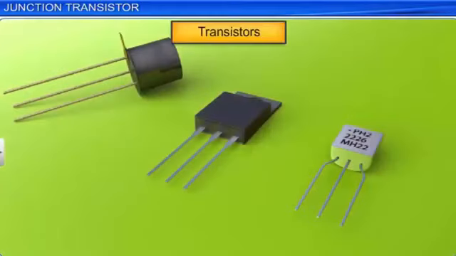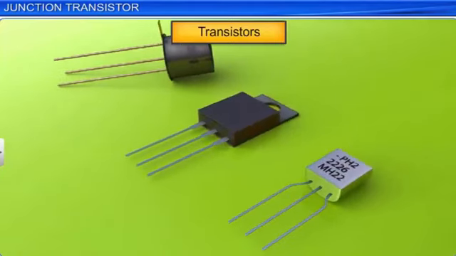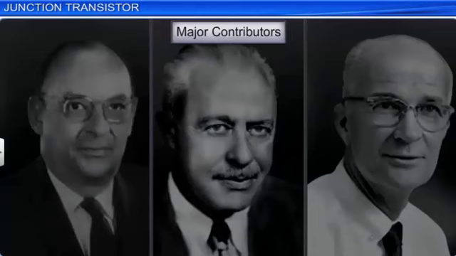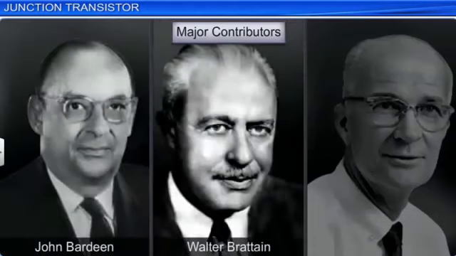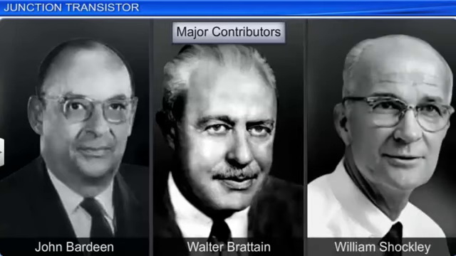A transistor is a semiconductor device used for switching and amplifying electric signals. A point contact transistor was invented by J. Bardeen and Walter Brattain in 1947. The first junction transistor was invented by William Shockley in 1951.